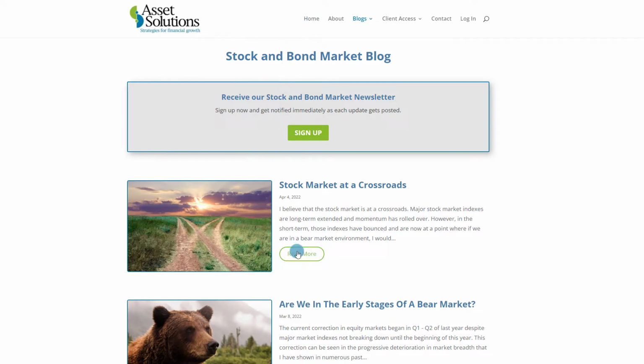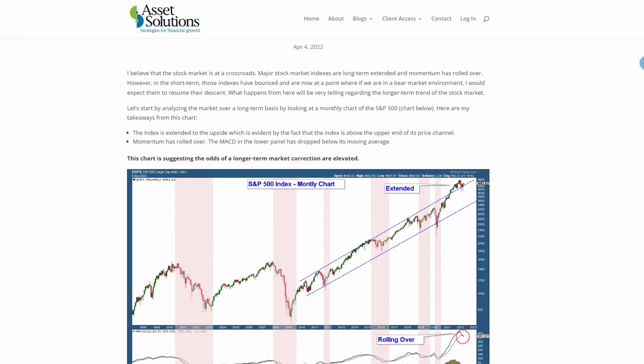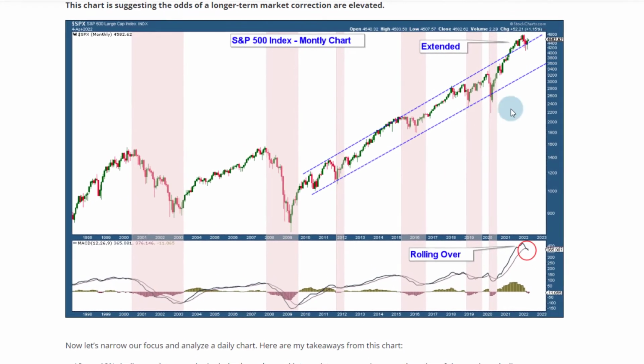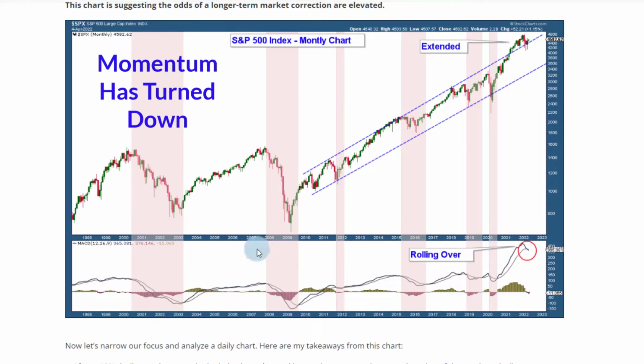This is the last update that went out on April 4th, and I highlighted three charts that we focus in on market momentum. This is our monthly long-term chart. As I highlighted in this newsletter, you can go back and read it if you're interested. But the main points are that on a monthly long-term chart, stock price is elevated and market momentum has rolled over by virtue of this indicator right here. The MACD has now fallen below its moving average, so it has rolled over to the downside.